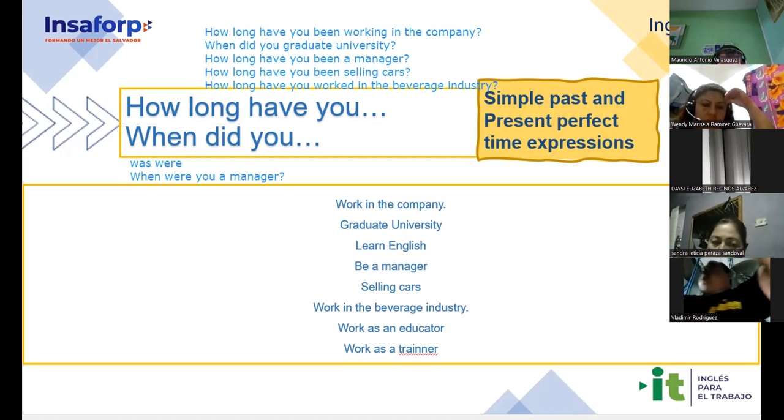How long have you worked as a trainer? Okay, have you worked? Remember the past participle form. It will be worked as a trainer. All right, there you go.